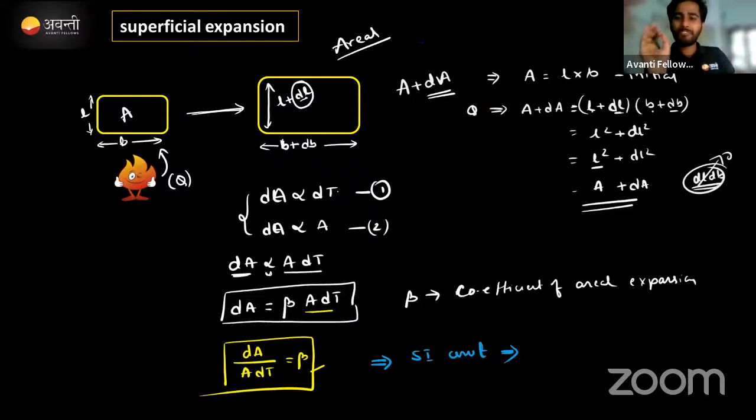Actually, coefficient of areal expansion. Actually, this is a coefficient, a constant quantity. Is it a constant quantity? Only for a material. Okay. Now I want to know what is the SI unit for this one.